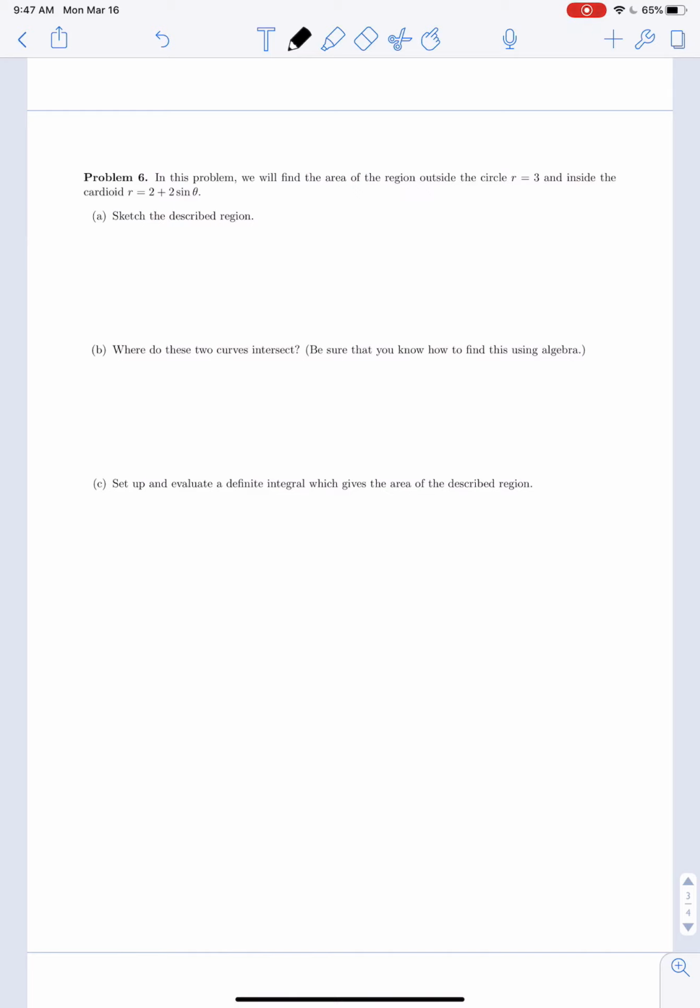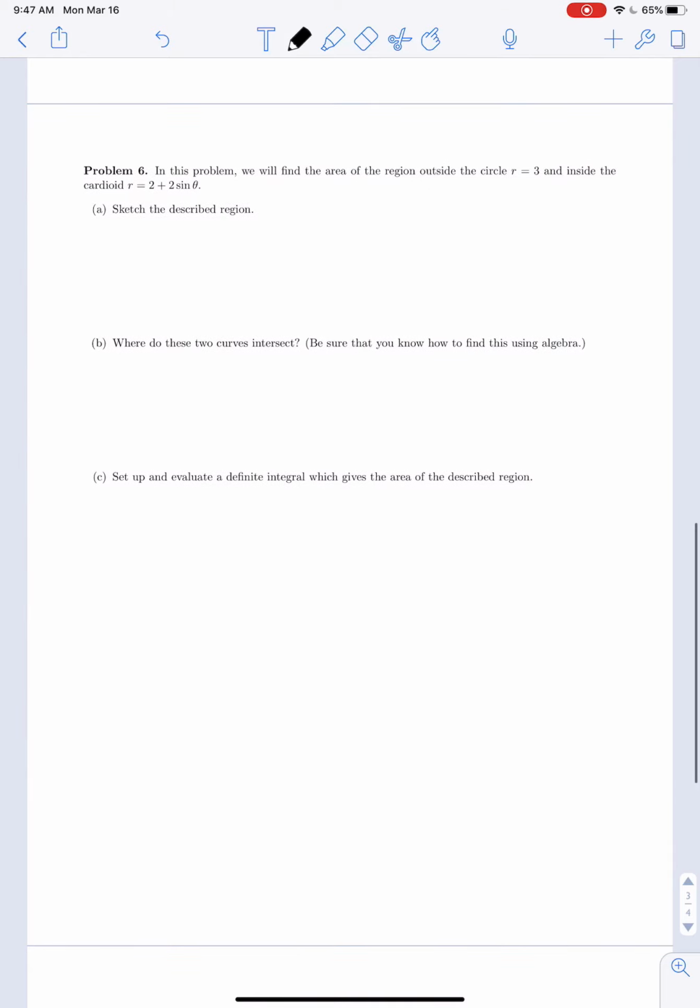Outside a particular polar region, but inside another polar region. So r equals 3 is just a circle that's saying graph all of the points that are exactly a distance of 3 from the origin. But inside the cardioid, r equals 2 plus 2 sine theta. So the circle that we're looking at, let's sketch that.